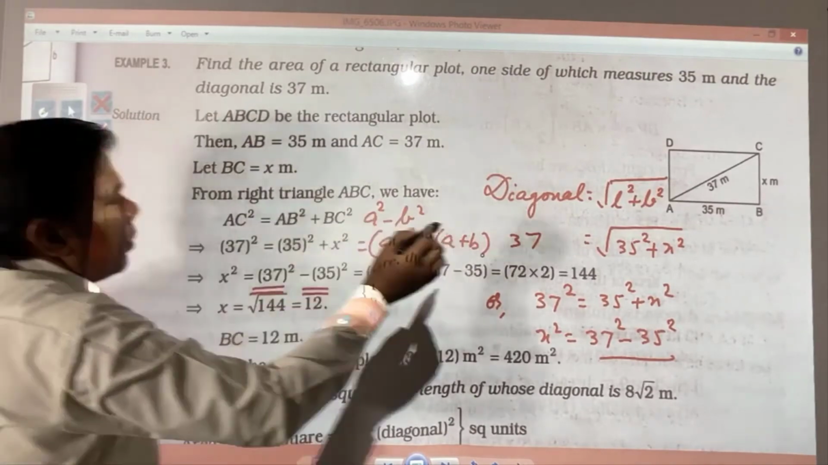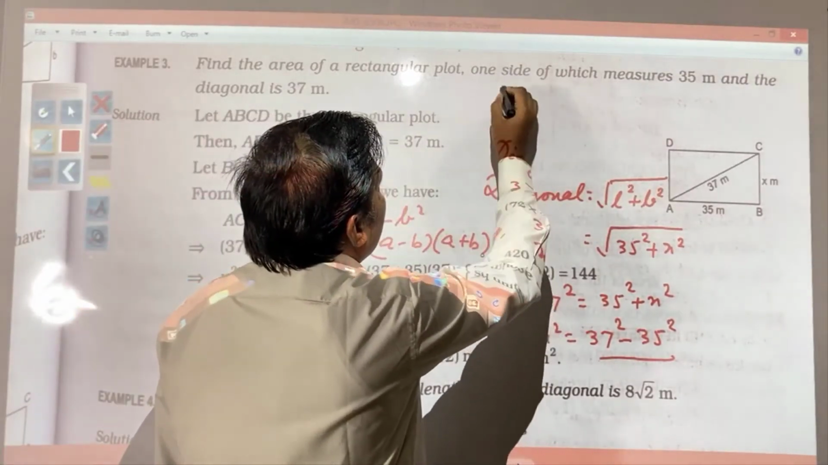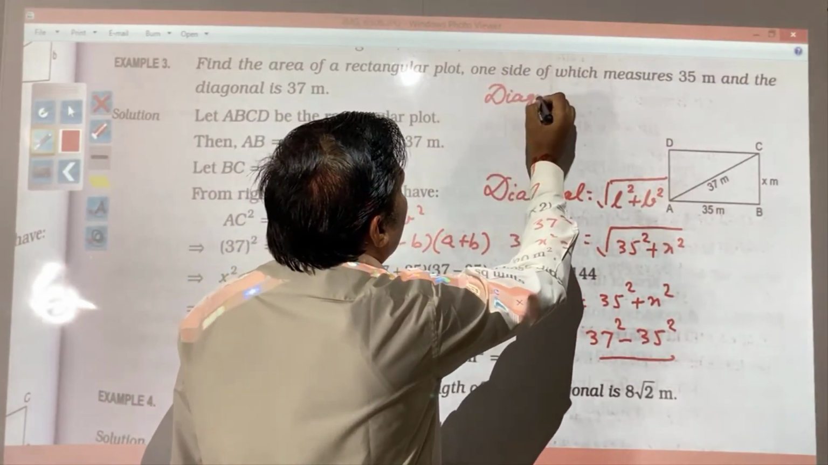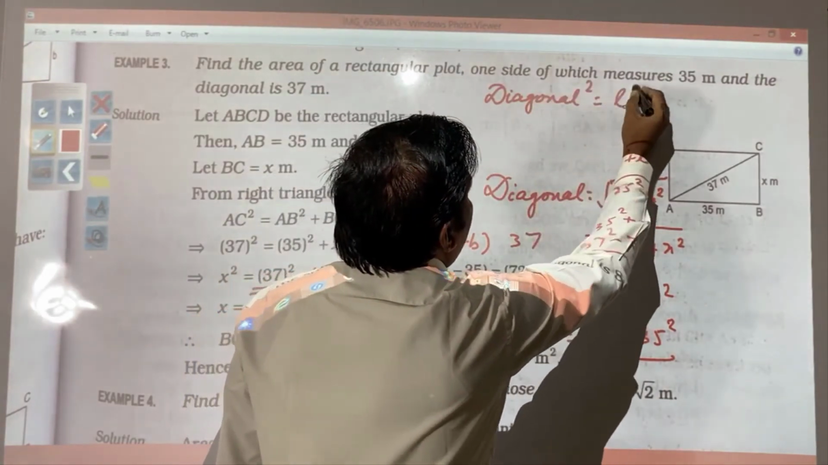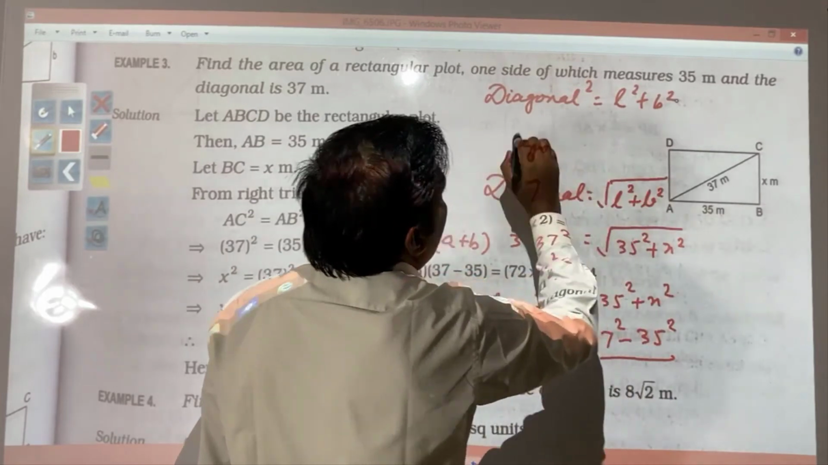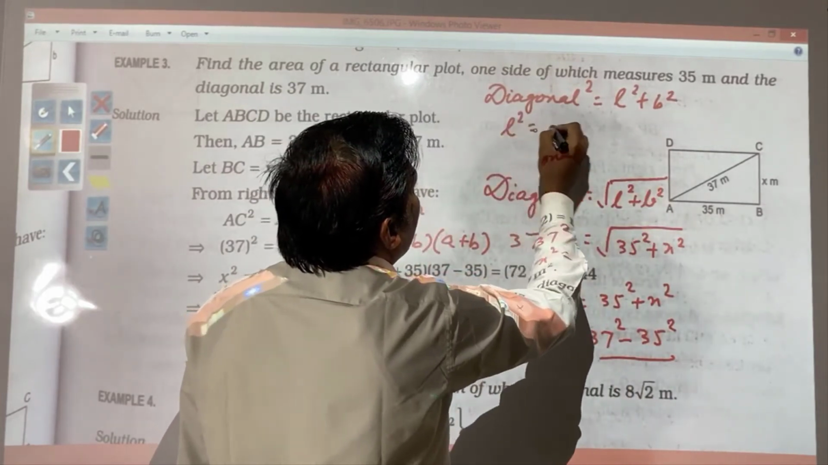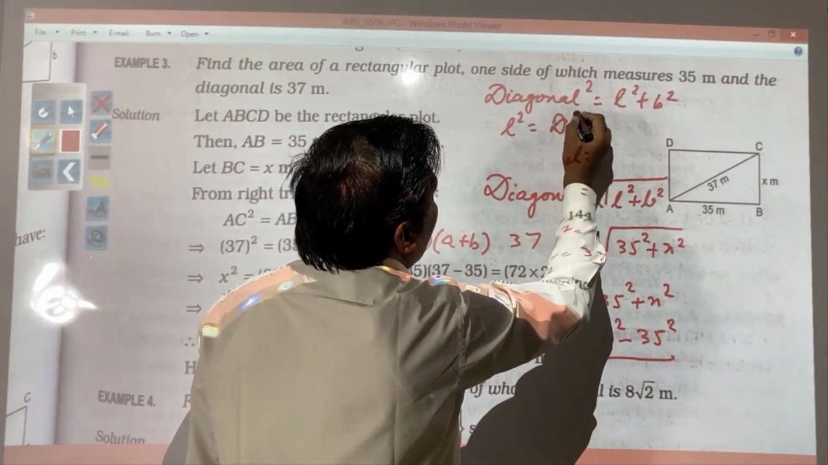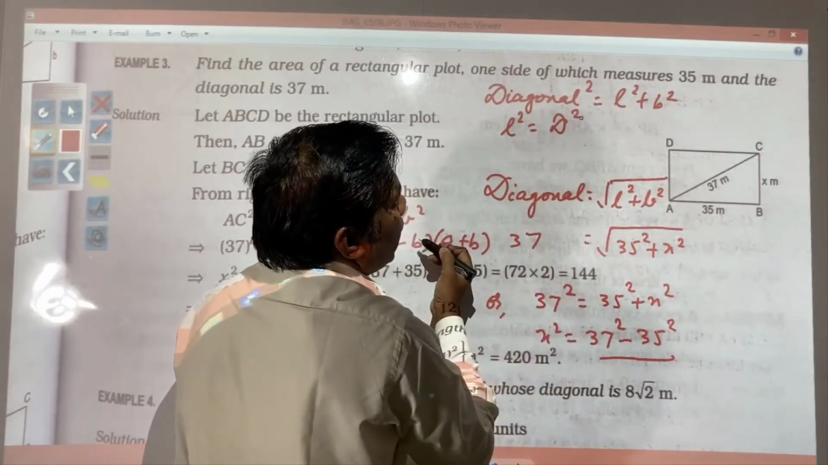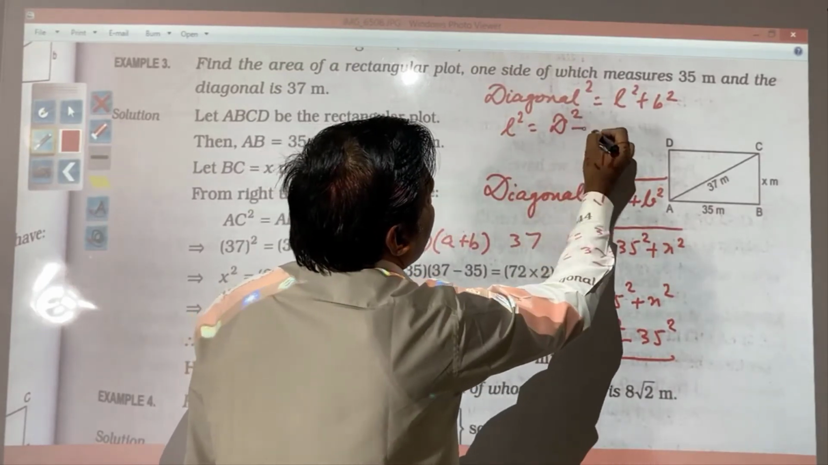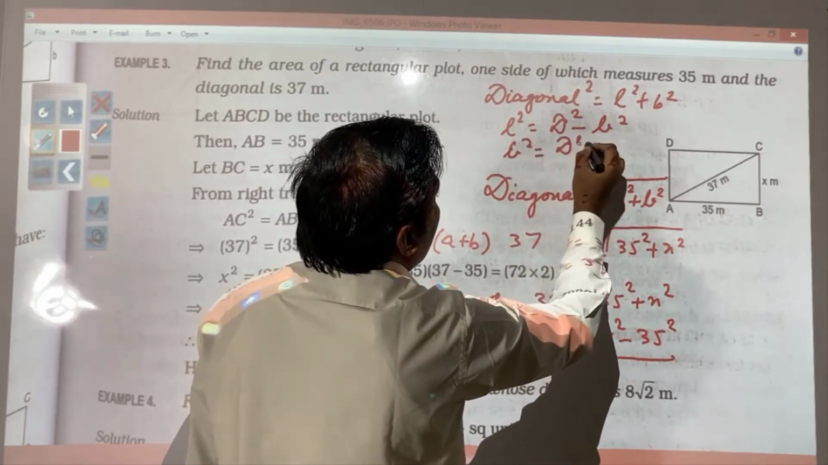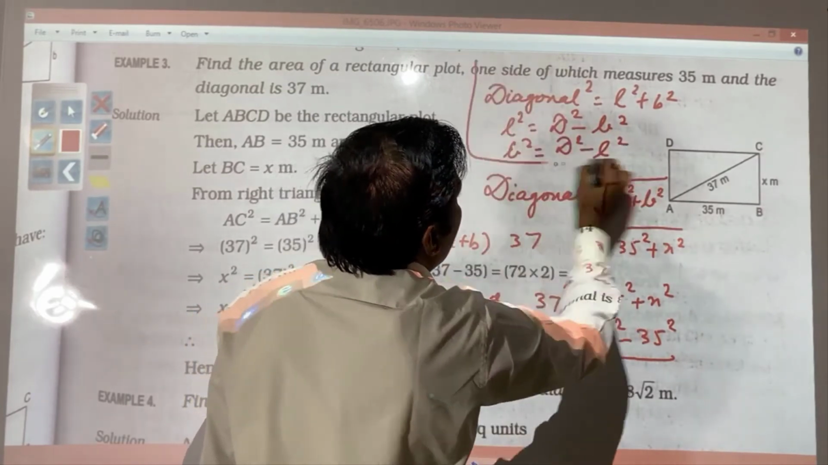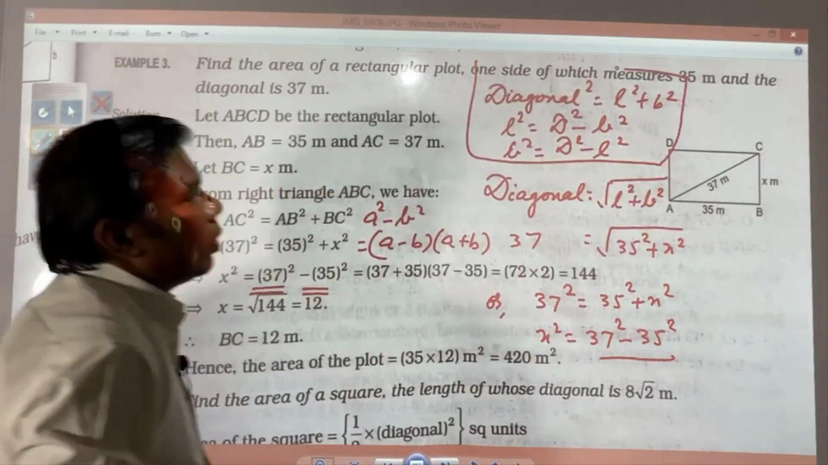So you need to remember these formulas. As I said, diagonal square is equal to L square plus B square, or L square is equal to D square minus B square, suppose with D we are denoting diagonal, or B square is equal to D square minus L square. This formula you remember. This type of question you will be able to solve.